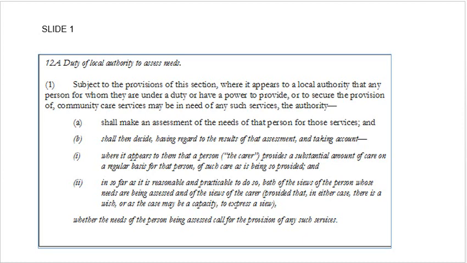Third point is that legislation, whether in the form of acts or of delegated legislation, calls for interpretation. Here, for example, what does it mean to say that someone has a need? And this has been a contentious issue. What are community care services, and what does it mean for a carer to provide a substantial amount of care on a regular basis, and how is any assessment of needs to be carried out?